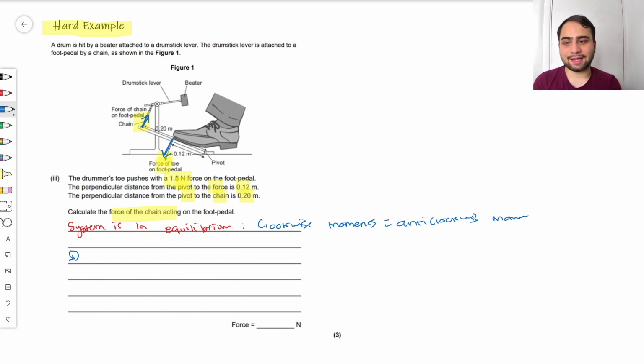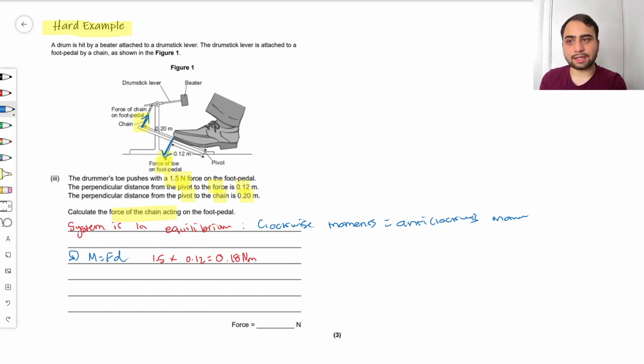Now, moment is equal to force multiplied by perpendicular distance. Both of those values are given to us, and that is 1.5 multiplied by 0.12 meters, and that gives us 0.18 Newton meters. Now, anti-clockwise moments equal clockwise moments.